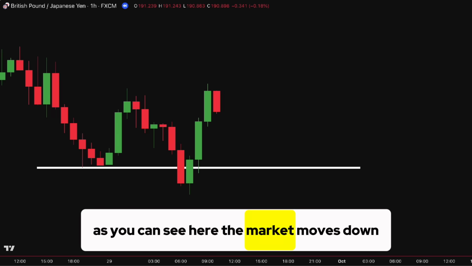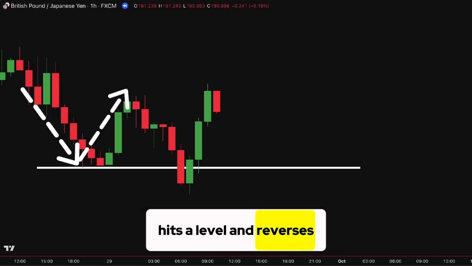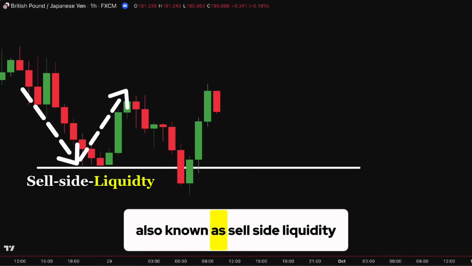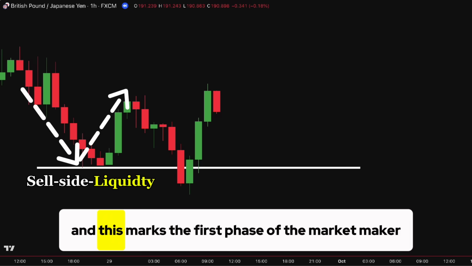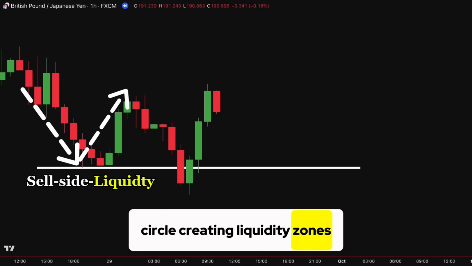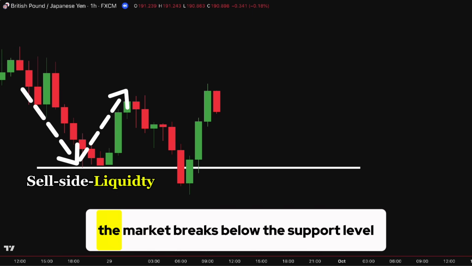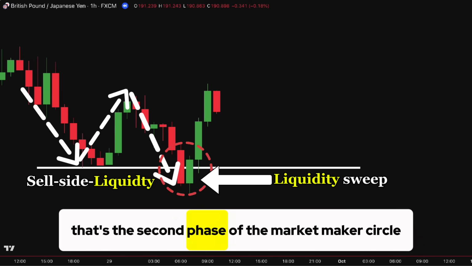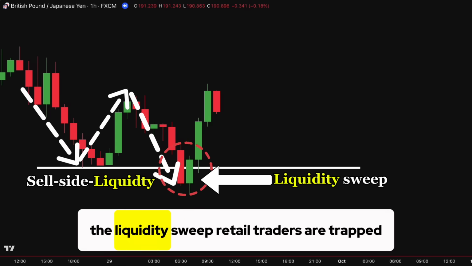As you can see here, the market moves down, hits a level, and reverses, creating a support level. This level is where stop losses from buyers are sitting, also known as sell-side liquidity. And this marks the first phase of the market maker circle, creating liquidity zones. Now look what happens next. The market breaks below the support level, sweeps the liquidity, and then closes back above it. That's the second phase of the market maker circle, the liquidity sweep.